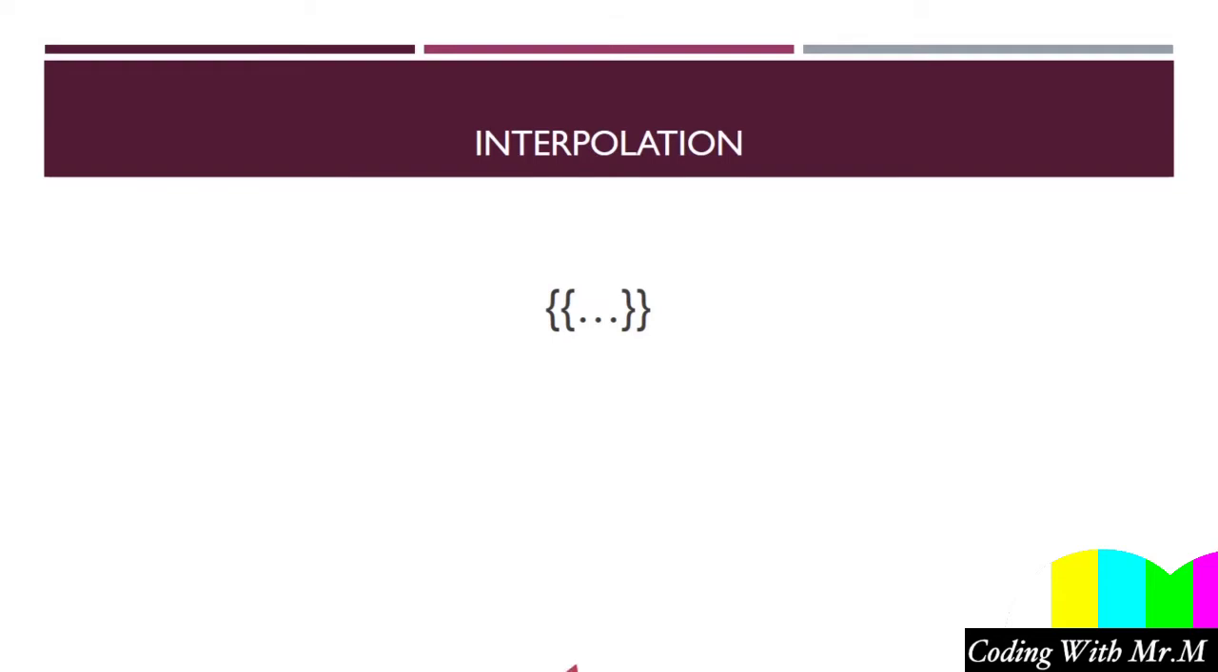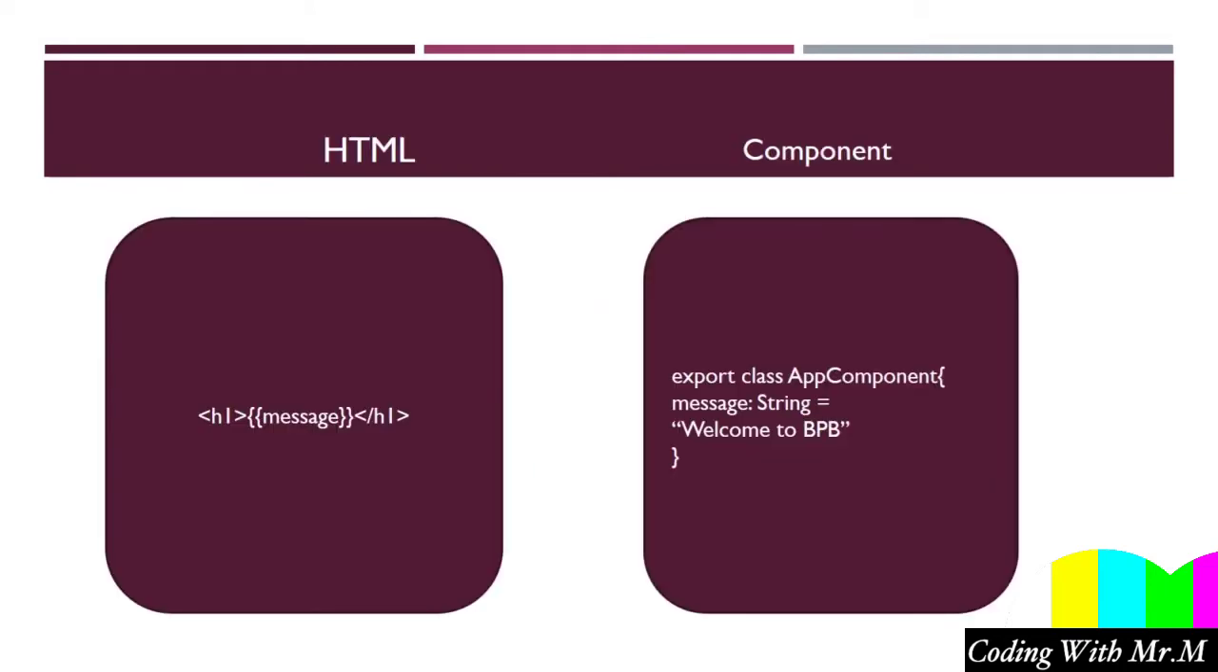Interpolation is done using these two curly braces, and anything that comes between these two curly braces is known as a template expression. Interpolation is a way of displaying the data to the user instead of hard coding the value. To do interpolation, you go to the HTML of your project and put the property inside these two curly braces and display the value. Now, to display this value, the project looks for the component and goes there to search for the value of this property.